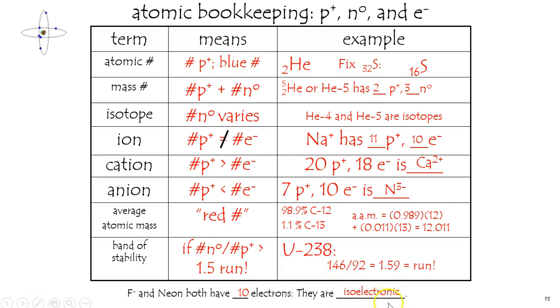Now that term might not seem to be that significant, but oh boy is it, because that is the key to all chemical behavior, is that all atoms seem to want to be like noble gases. Neon is a noble gas. Fluorine will always gain an electron to become like a noble gas. That's a little insight into chemical behavior. Okay, that's atomic bookkeeping.